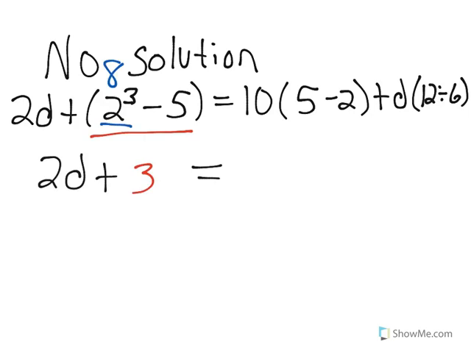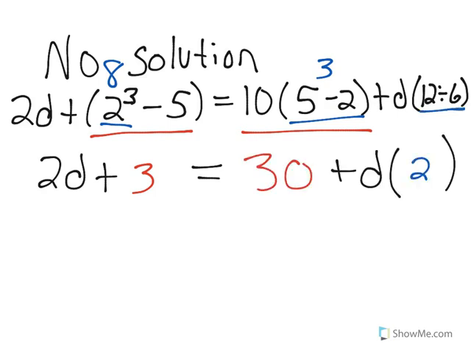So on the left side, 2 cubed, 2 to the third power, equals 8. Then 8 minus 5 gives us 3. So we went ahead and put that 3 there, so we didn't have to have 2 lines for that. And then on the right side, 5 minus 2 is 3. 10 times 3 is 30. Continuing on the right side, you have 30, and then plus d, and d times 12 divided by 6. You have to do 12 divided by 6 first, that's 2, so we have d times 2. Now d times 2 is otherwise known as 2d. So I'm just going to write that as 2d.